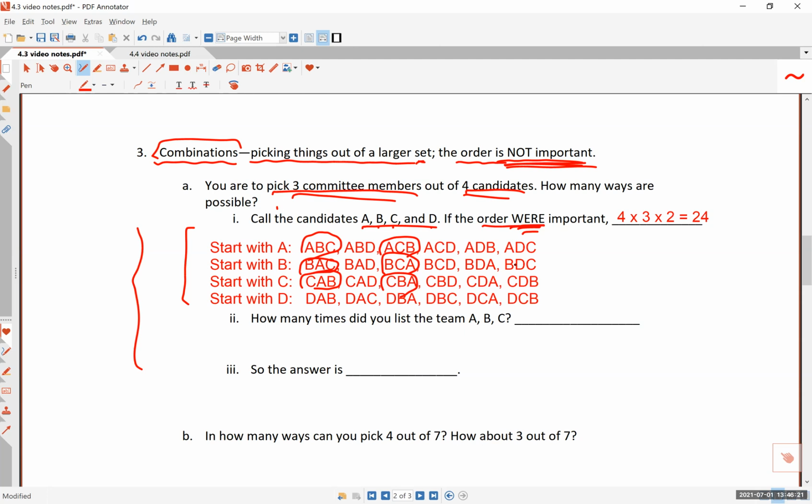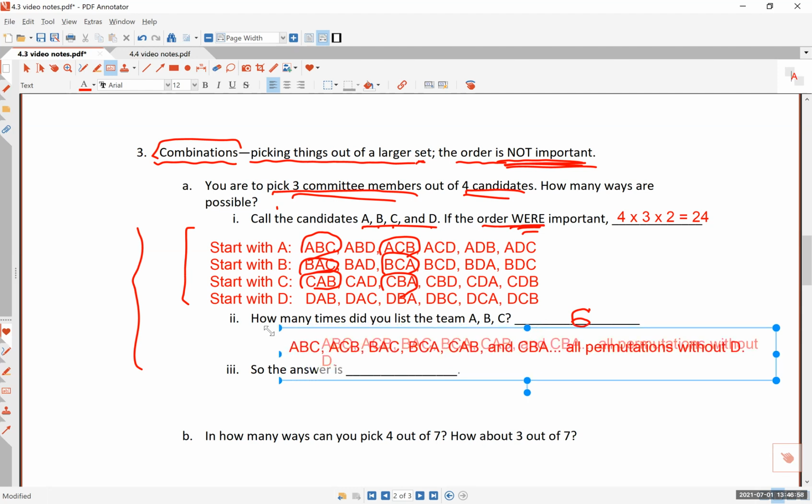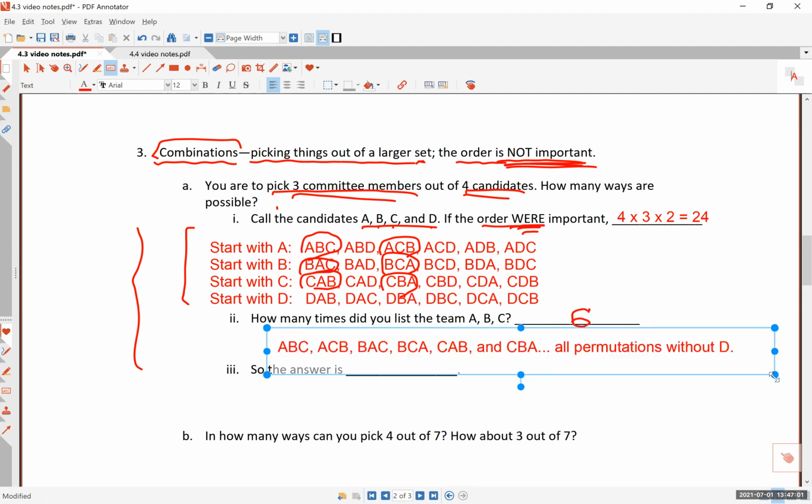So how many times did you list the team A, B, C? The answer is 6. Let me go ahead and list them, even though I have them circled. This is all the permutations without D: ABC, ACB, BAC, BCA, CAB, and CBA. Okay, so these are all the permutations without D. Now, why do I have 6? Can you explain why you have 6?